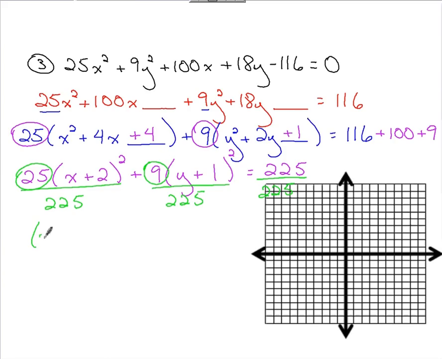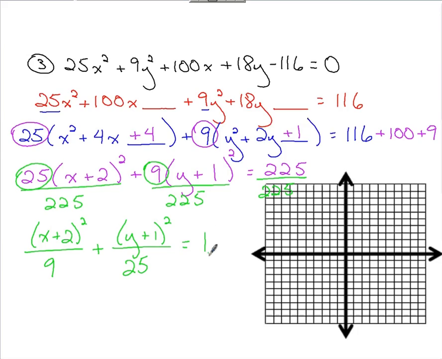I'll have a quantity of x plus 2 squared. That's going to be over 225 basically divided by 25, right? Since the common factor of 25 is shared between these two. So that's going to be 9 down here. Plus, got a quantity of y plus 1 squared. So common factor of 9 shared between 9, obviously, and 225. That's going to be 25. All that equals 1.